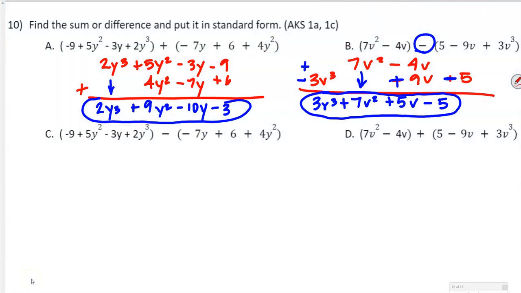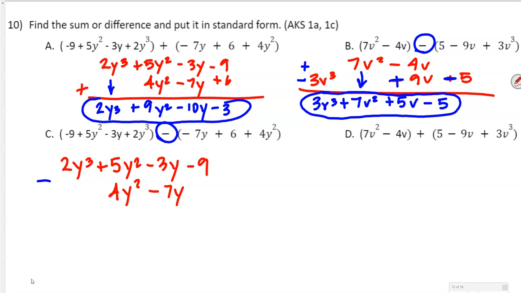So here we go. We're going to write them in descending order again. So we got 2y to the third plus 5y squared minus 3y minus 9. Now we're going to write the other one as well. And remember, we are going to subtract this one. See that subtraction sign right there? So we're going to be a minus out there, but we're going to go ahead and just write it the way it is. So now we have 4y squared minus 7y plus 6.